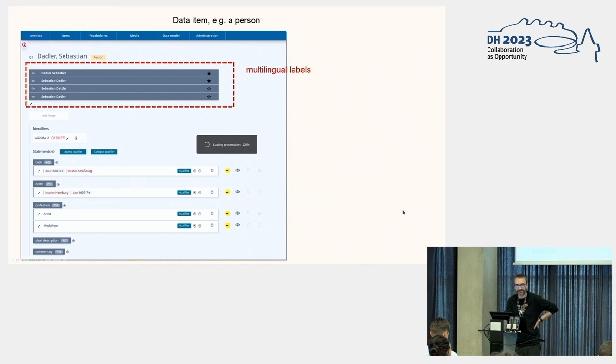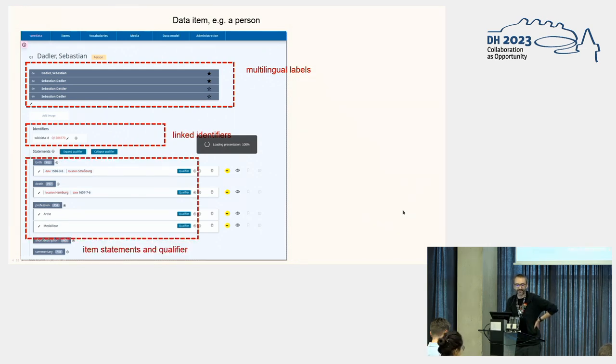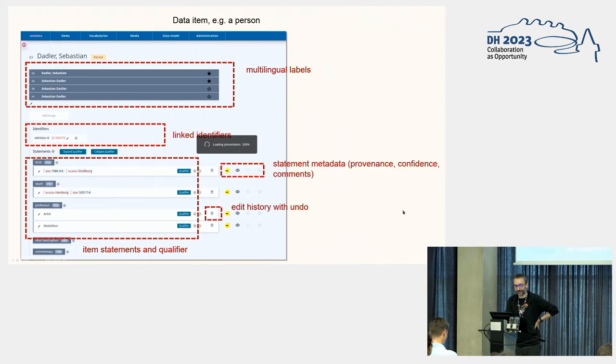Yeah, it's completely multilingual. Maybe not completely. There was a quite interesting discussion about multilingual DH, so we definitely have to think more about non-Latin scripts in the future. We provide links, identifiers, and like Wikidata, item statements and qualifier statements, which basically are the meat of the tool. But also the ability to add metadata such as provenance information, comments, and confidence values.